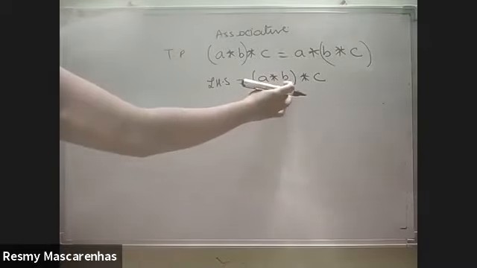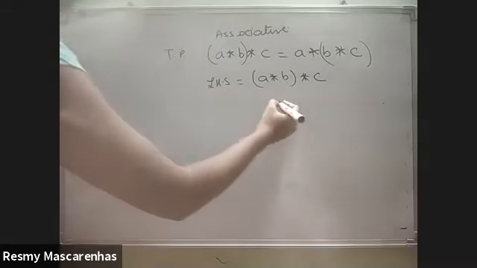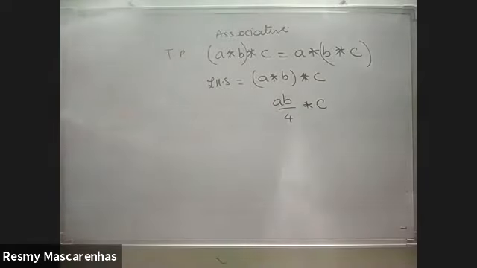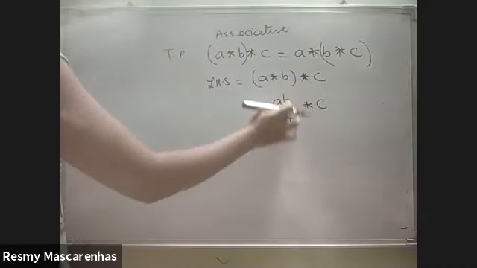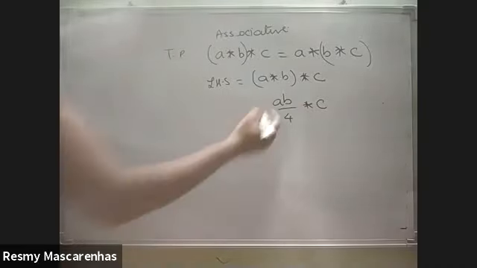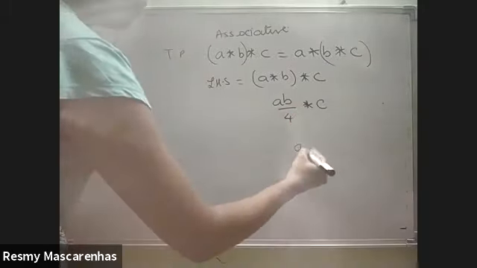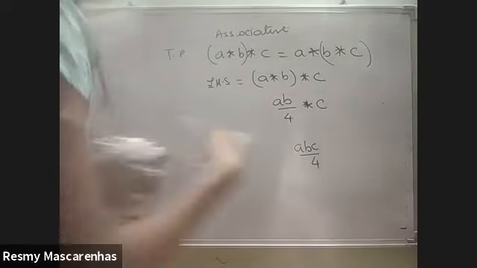Now what is the answer of this? First we have to solve this part. What is A star B, already given to you? AB upon 4. Correct? As per your question, A star B is first into second upon 4. Now comes the point. Now you all will make mistakes. Some of you will write only A B C upon 4 and keep it. It will be wrong if you write like this.